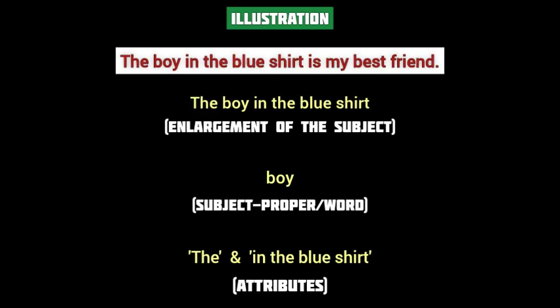Now for example, the boy in the blue shirt is my best friend. Here the subject is the boy in the blue shirt. It consists of several words, but here the key word or the most important word is boy, about whom we are talking. So that is the subject word. But the other expressions, the and in the blue shirt, are describing the subject word or boy. So that is the enlargement of the subject. Here the and in the blue shirt are also known as attributes in the enlargement of the subject.